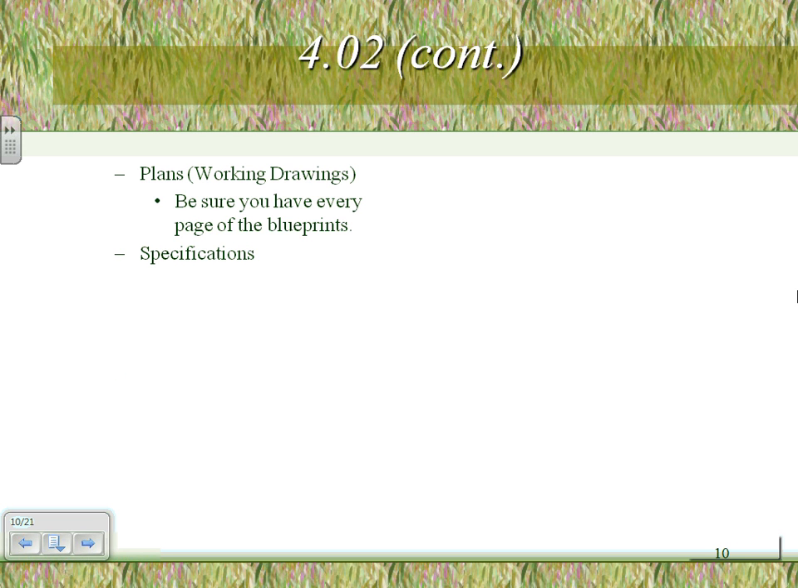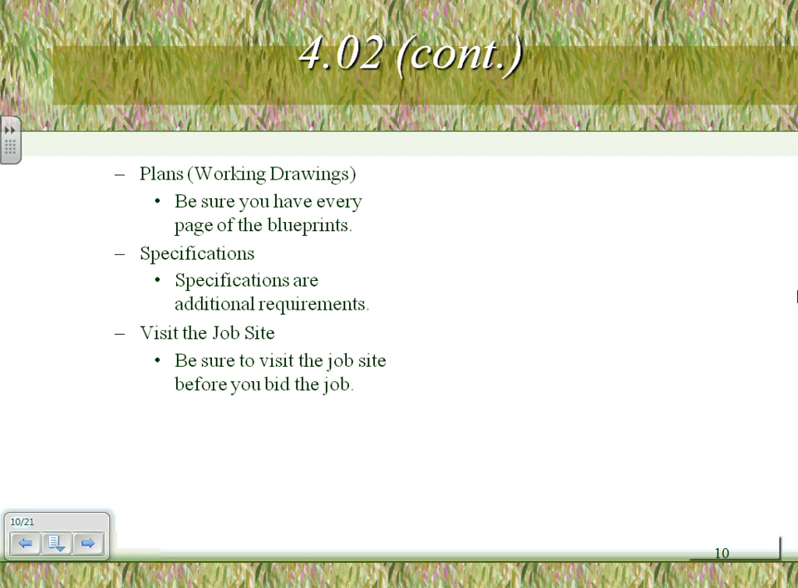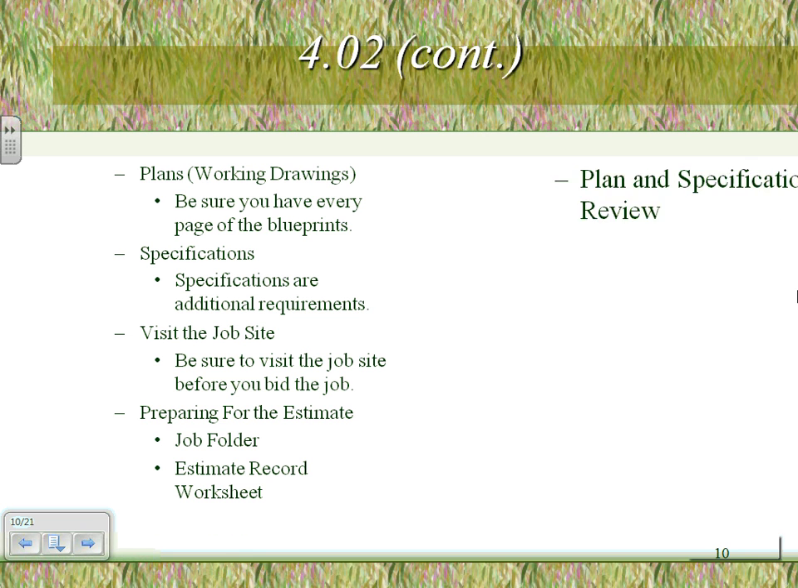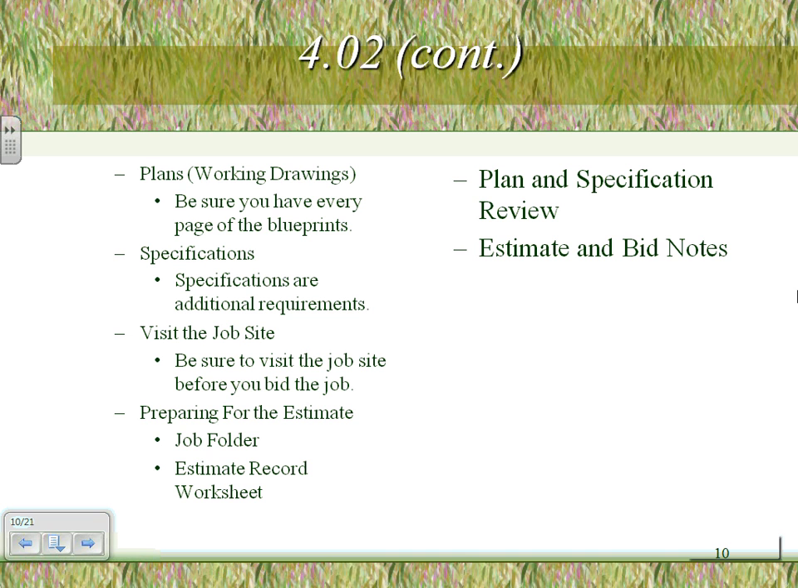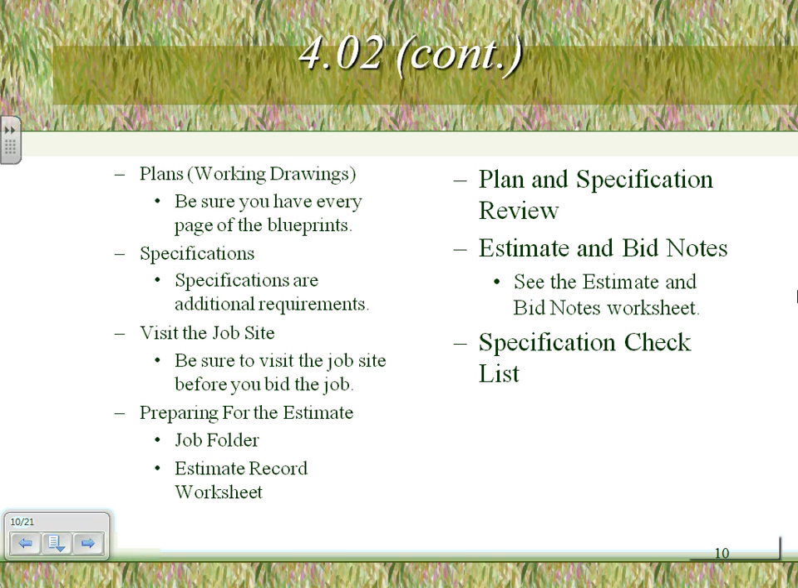Okay, here's the stuff, and I'm not going to tell you plans. Be sure to have every page of the blueprint and specification. Specifications are additional requirements. You have to have them. Be sure to visit the job site. Prepare for the estimates with folders and so forth. Record plan, specification, estimate, bid and notes. All these, the specification checklist worksheet, are major things when it comes to understanding the scope of work. Get organized, get all the information, read the specification and the blueprints. Get ready to get all your answers. Have a checklist so you can adjust your labor if you need to.